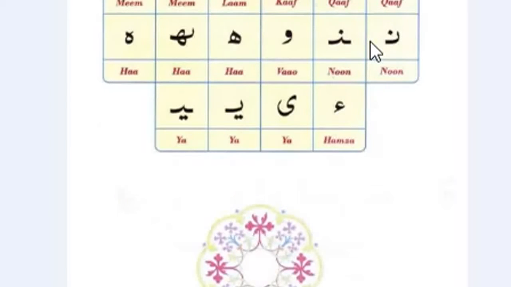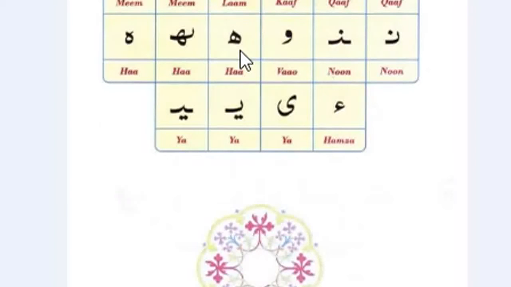Noon. When noon connects with the next letter, it is in this shape. Noon. When noon comes between two letters, it is in this shape. Waw. Waw does not connect with the next letter, it is in this shape.